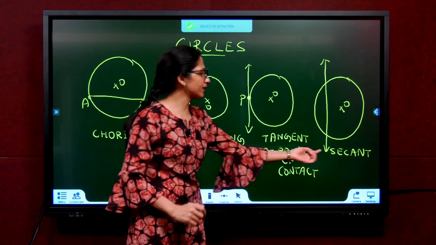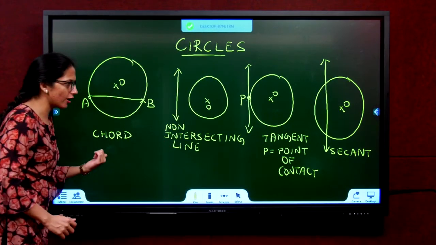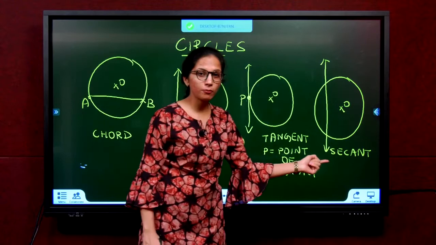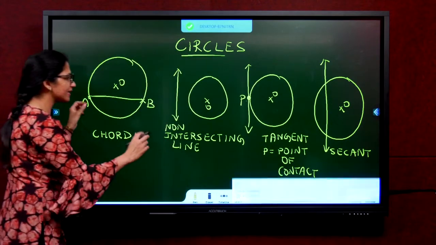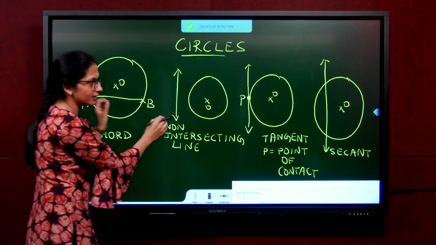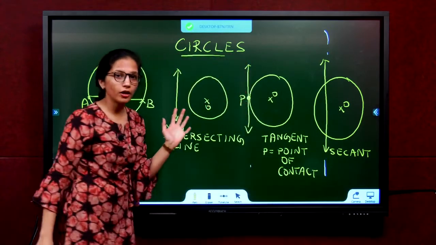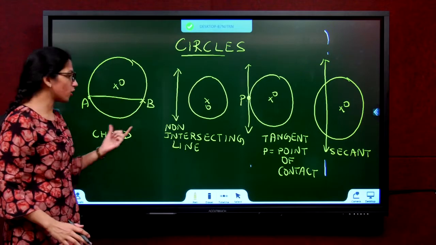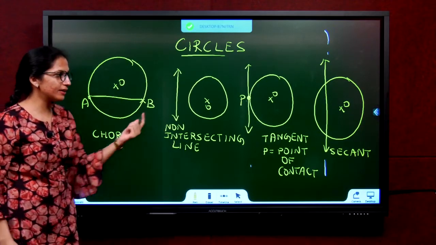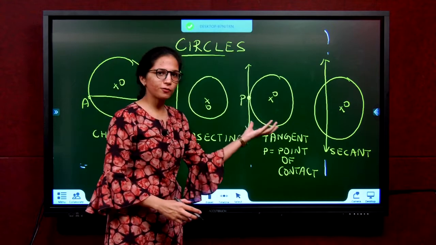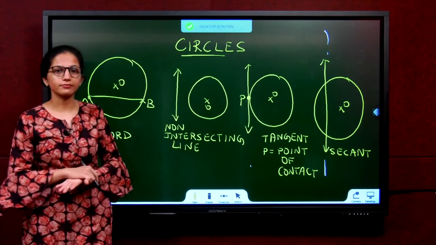One may ask, what is the difference between secant and chord? Even this is intersecting at 2 points, even this is intersecting at 2 points. The difference is, this is a line segment, this is a line. Understood? So, the difference between chord and secant is, this is a line segment and that is a line. We will mainly be focusing a lot of questions on tangents.